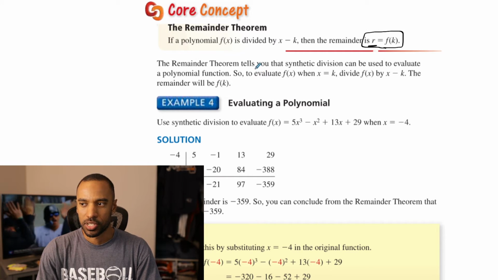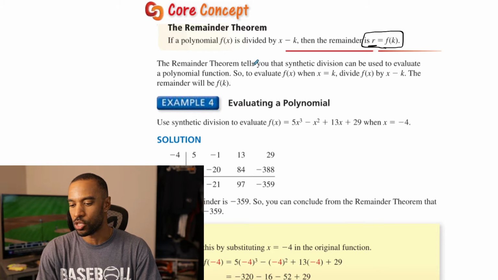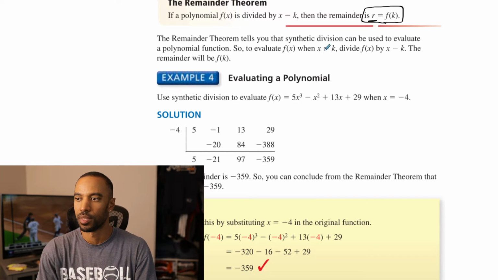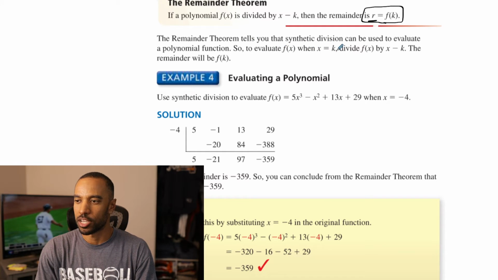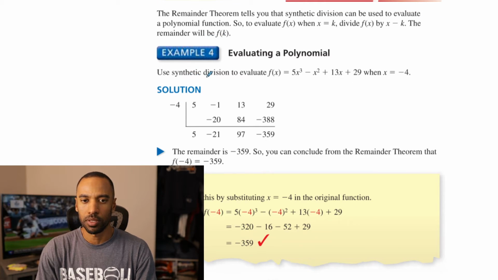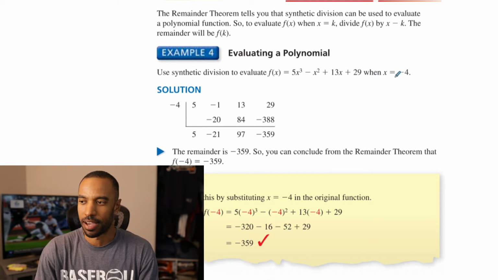So what they're saying is if you get a 0 remainder, that means that you could truly divide out of it. That means you'll get 0 out as a result. To evaluate f of x when x equals k, divide f of x by x minus k. The remainder will be f of k. So let's use synthetic division. Remember, you can always use long division, but if it's a linear factor, use this.